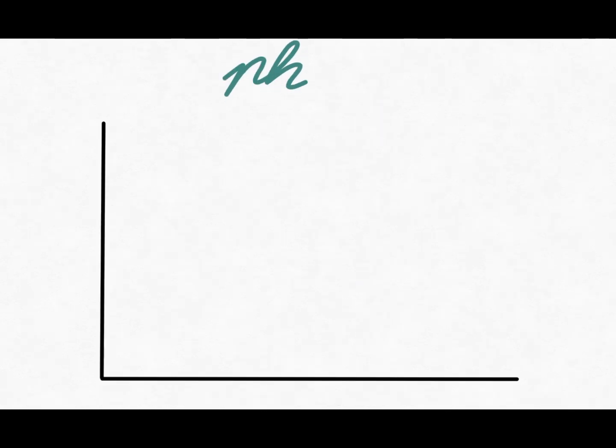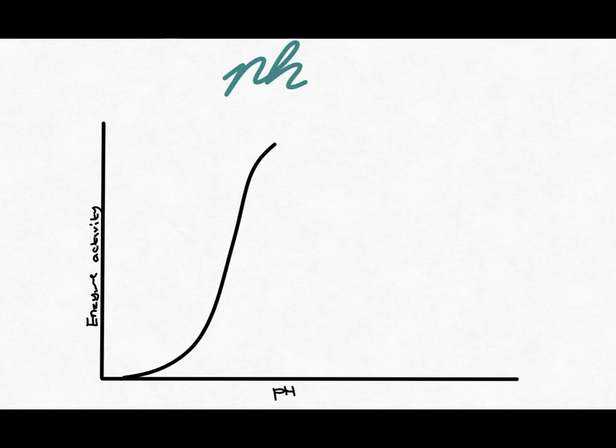The next factor that affects the activity of an enzyme is the pH. So let's look at the graph of the enzyme activity over the pH changes. We can see as the pH increases, there's an increase in activity and then a decrease in activity as well. So we have an optimum pH, which is the pH at which the enzyme activity is at its highest.